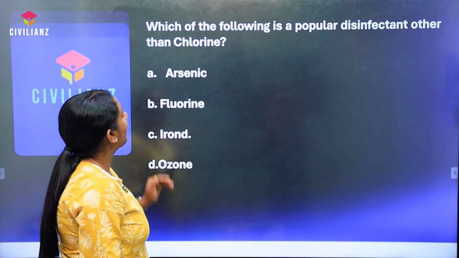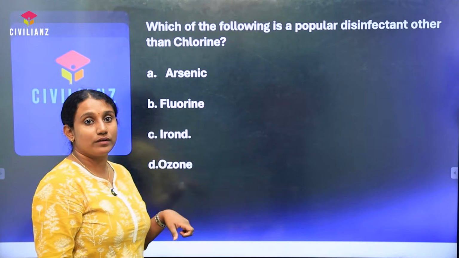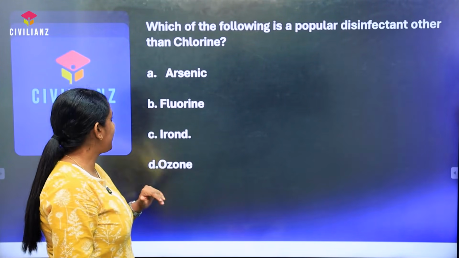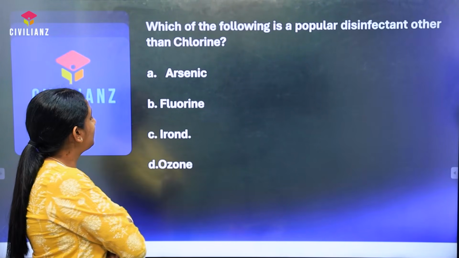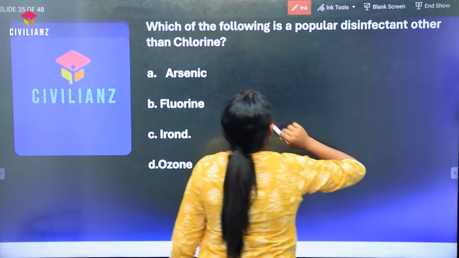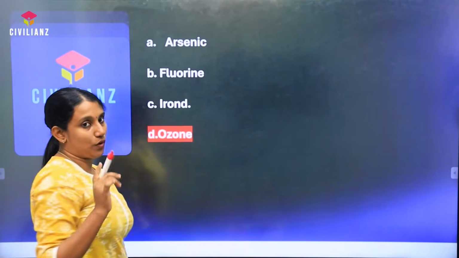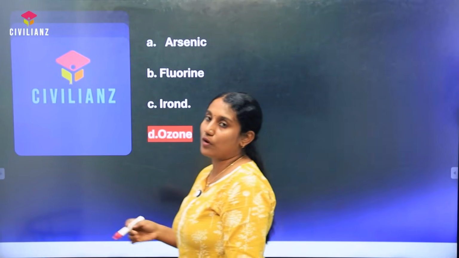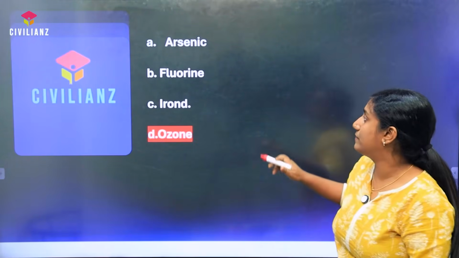Next question. Which of the following is a popular disinfectant other than chlorine? Option A, arsenic. Option B, fluorine and ozone. After chlorine, which one is popular? Ozone. Ozone is popular. After chlorine, which we use widely for disinfection, ozone is the best one.